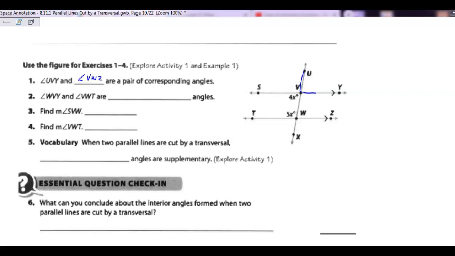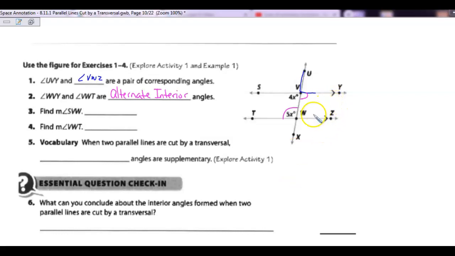Okay, for the first one, I used angle VWZ as my corresponding to UVY. I could also have used UWZ because that's the same angle, it's just a more extended line. It's the only difference. But either VWZ or UWZ, both are correct answers. Go on to number 2.